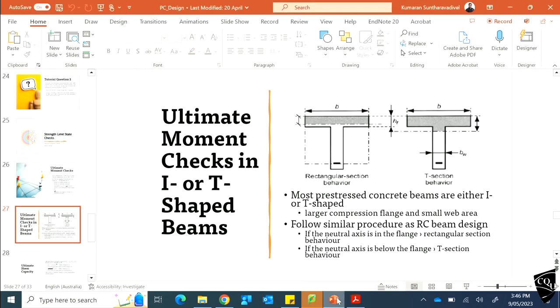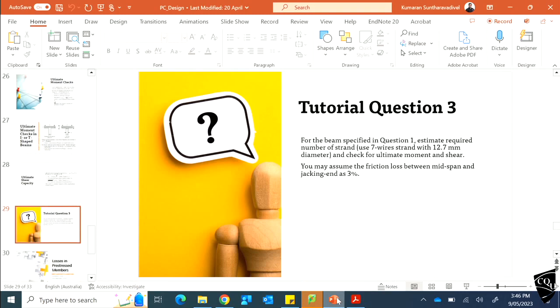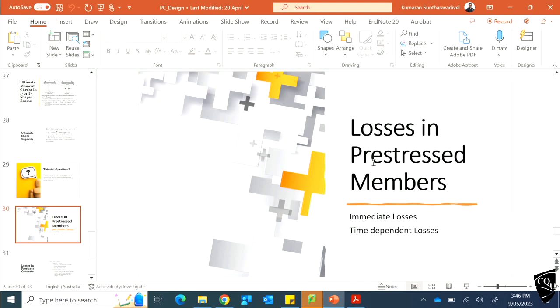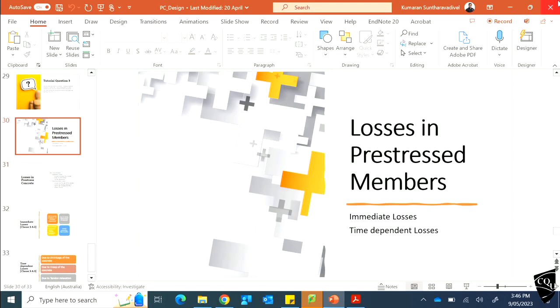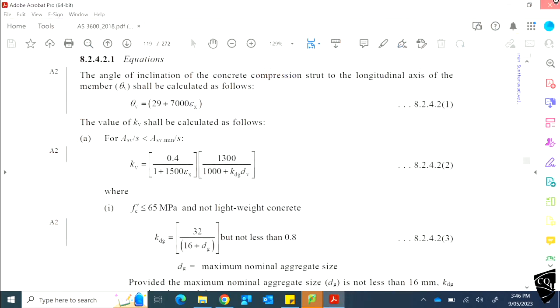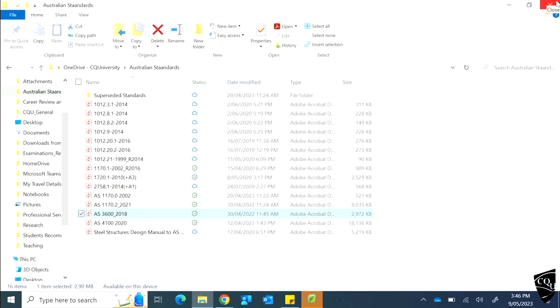That is the next question. We will work out this one in the next class. Next Monday we will work out tutorial 3, then we will look at the losses. That's almost the end of pre-stress, so next Monday we should be able to finish most of it, week 10. Then in week 11 we will have a drop-in session if you have any problem with this one.